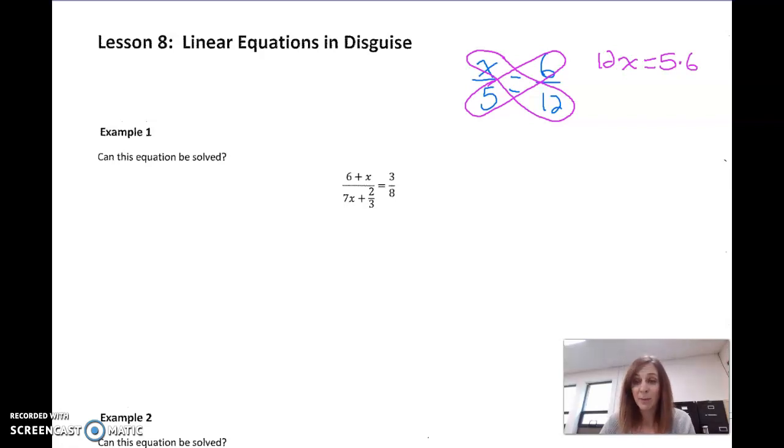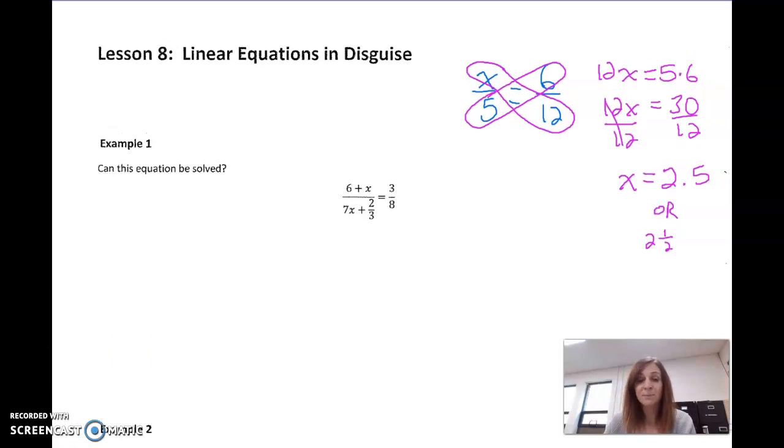It's called the cross product property. So this simplifies to 12x equals 5 times 6, which is 30. Then we divided both sides by 12. 12 divided by 12 is 1x, and 30 divided by 12 is 2.5, however you want to write it out. This method of cross products is what we're going to be doing today to solve our other types of equations.